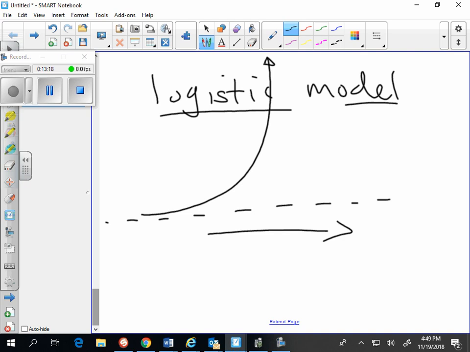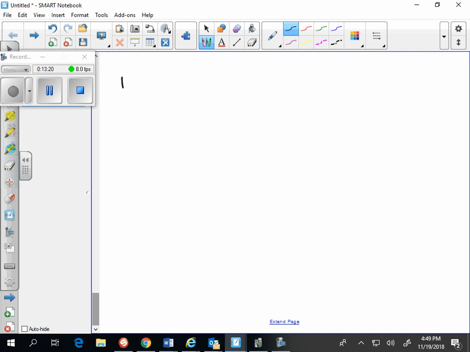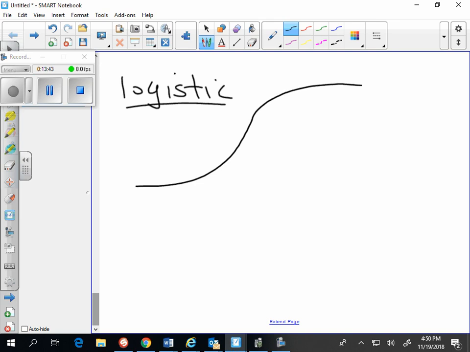So let's take a look at a logistic model. A logistic model tries to be a little more realistic than our exponential growth models. Our exponential growth models are great at modeling near-term population growth, but not so good for long-term. So we need something that starts off like exponential growth, but over time recognizes that there's a carrying capacity of the environment. So our logistic models tend to look like big old S shapes.